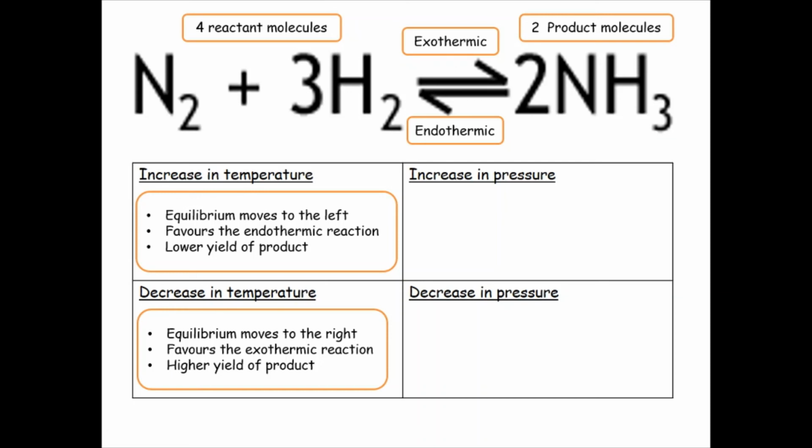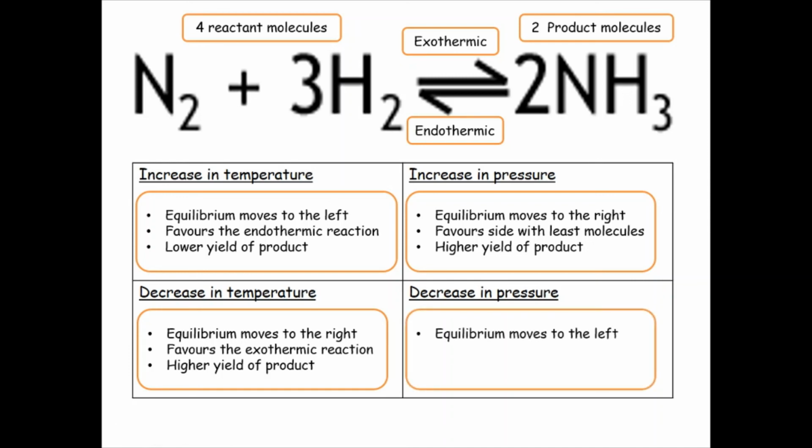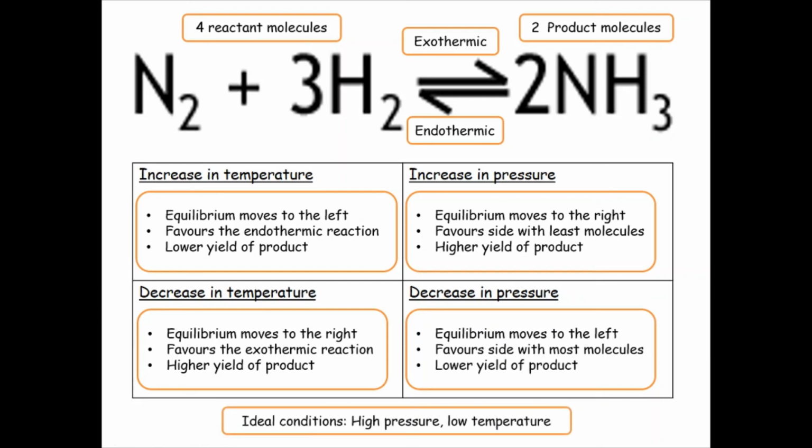Over to the pressure side. If we increase the pressure, remember equilibrium will move to the right because there's less molecules on this side. We'll have a higher yield of product. If we decrease the pressure, the opposite will happen. Equilibrium will move to the left. It will favor the side with the most molecules. There's more molecules on this side, so more reactant molecules will be produced. There's a lower yield of product.